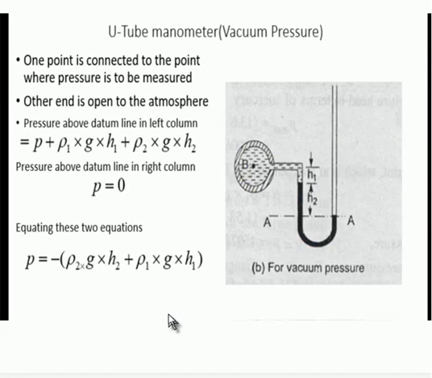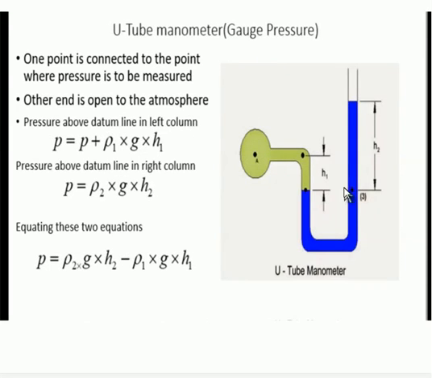Next, the same U-tube manometer is used to find the vacuum pressure. Where we find the gauge pressure, the atmospheric pressure is less than this fluid pressure. What happens is the fluid rises in this column. When pressure is exerted in this pipe, the fluid is pushed and rises in this column because the atmospheric pressure is less than this pressure. That's why it is called gauge pressure.